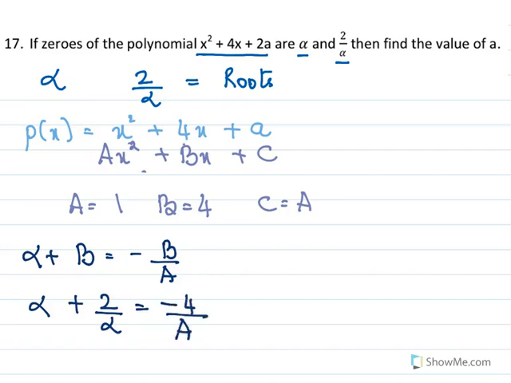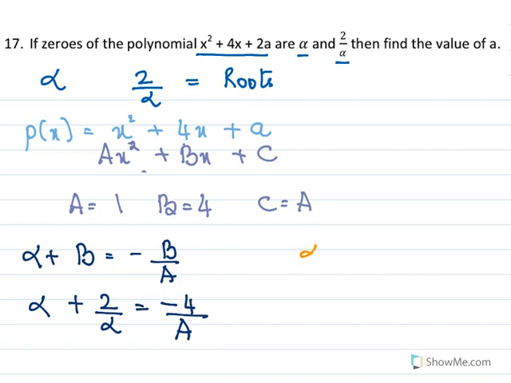But we cannot go further with this. So what we are going to do, we have got two unknowns here. A is unknown, and alpha is also unknown. So we cannot do this. So we have to go to the product of roots.